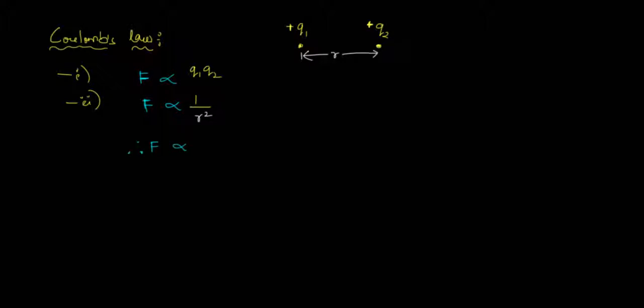force is directly proportional to the product of the two charges q1 and q2 and inversely proportional to the square of the distance. Mathematically, force equals a constant k times q1 q2 divided by distance square, r square. This small k is also known as Coulomb's constant.